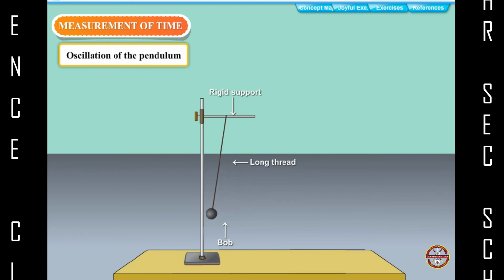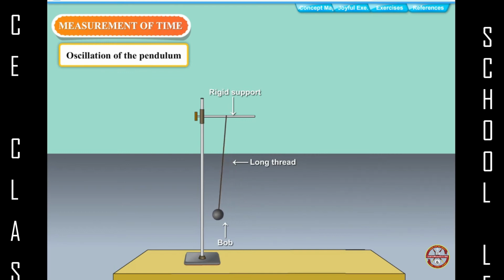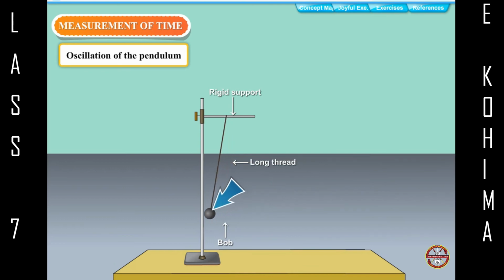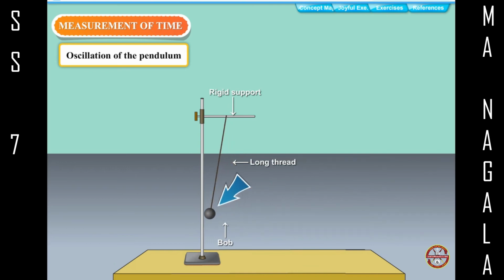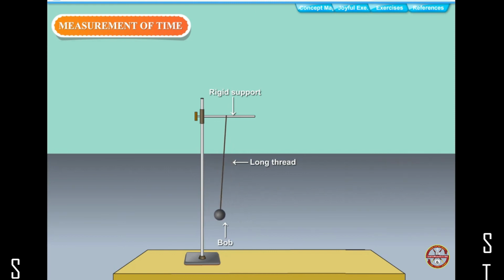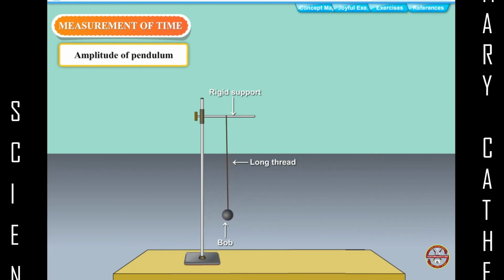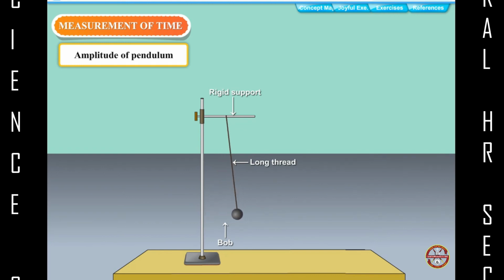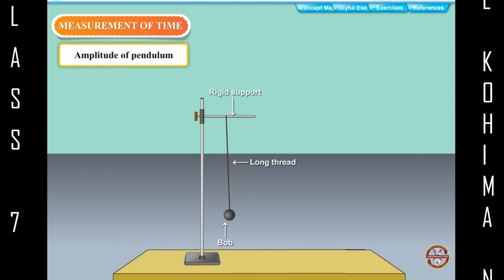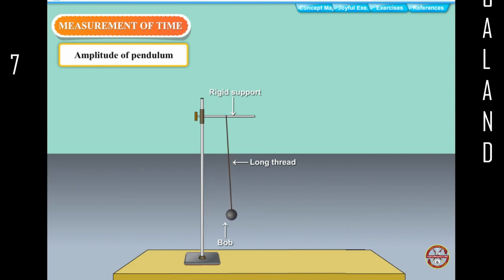Oscillation of the pendulum. The motion of the bob of a pendulum from one extreme position to the other extreme position and back is called an oscillation of the pendulum. Amplitude of pendulum. The maximum displacement of the bob from its mean position on either side is called the amplitude of pendulum.